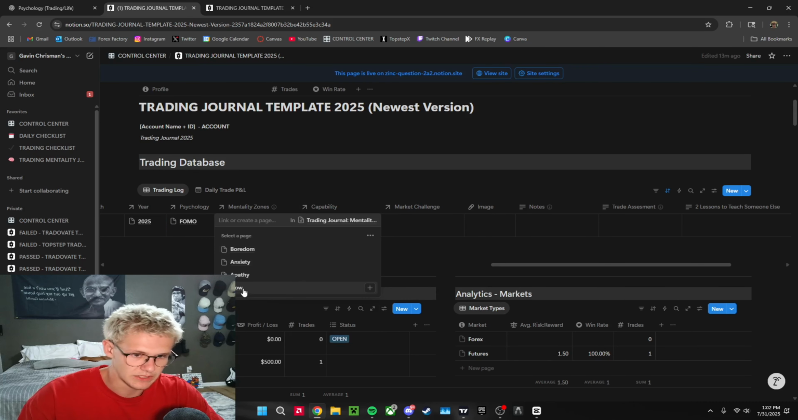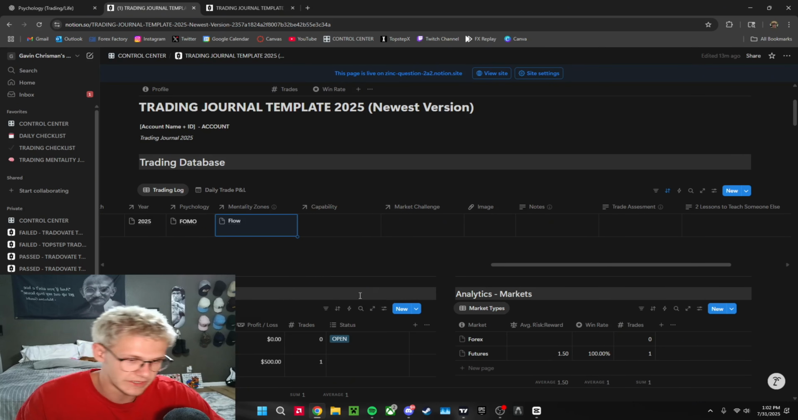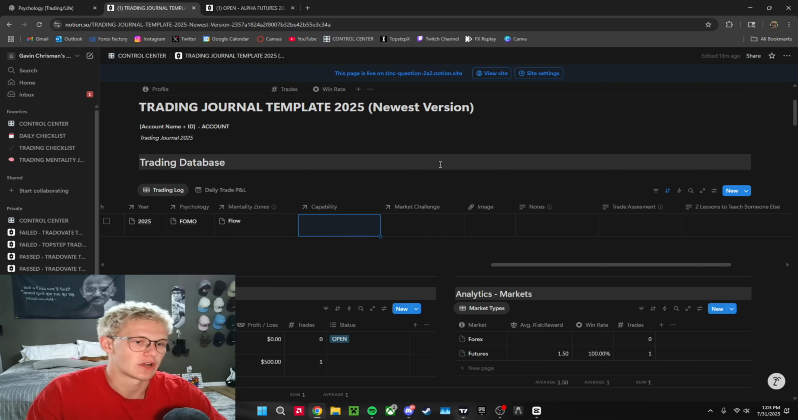Let's just say, for example, I took a flow trade. So maybe I was in the flow state, I was having a good trade. High market challenge, high skill. It's very straightforward, you'll understand it very quickly. So the next part is going to be capability and market challenge. These two go hand in hand because they are a tandem journal here.